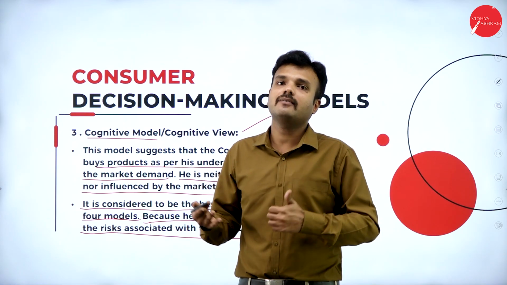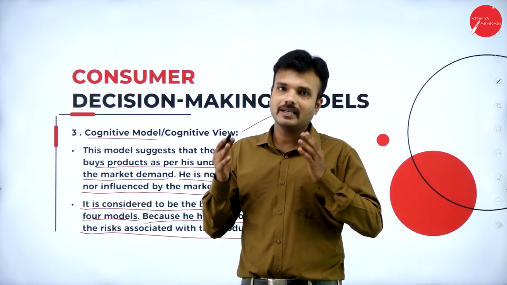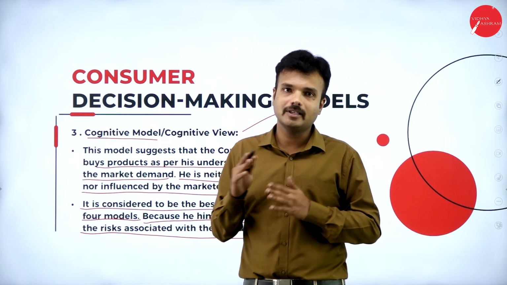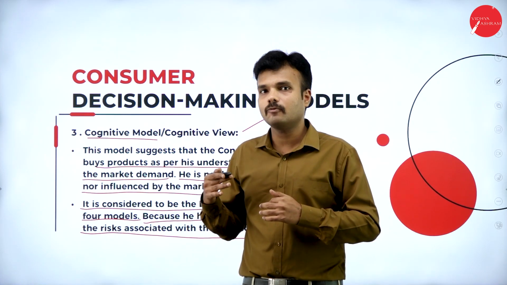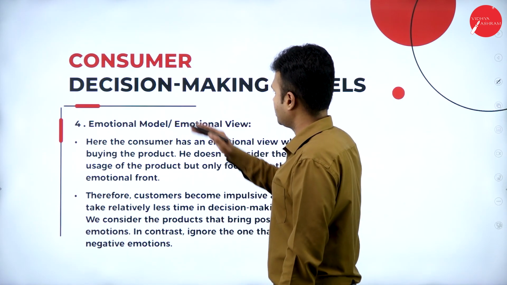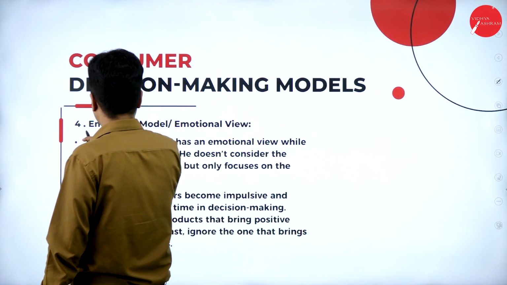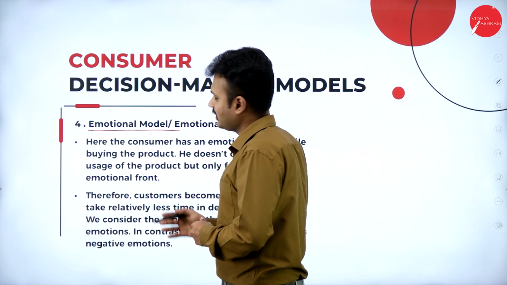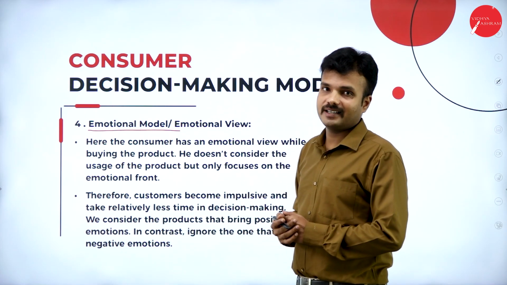It is like a win-win situation, right? So he must never get dissatisfied with the product. He must always get satisfied with the product. This is the fourth model of the consumer decision making process. Okay, so the emotional model. What is this emotional model about?